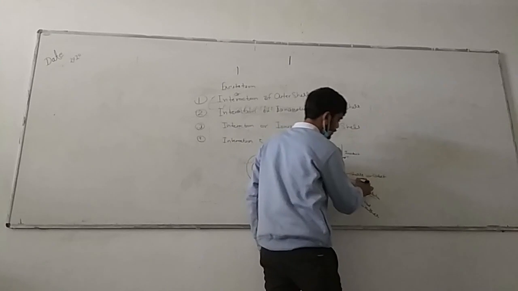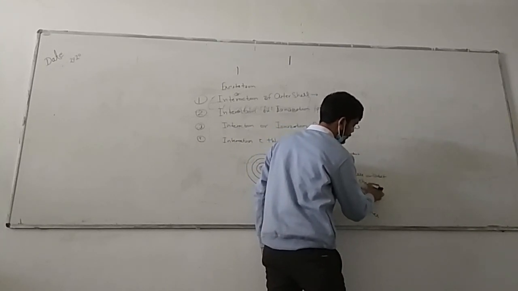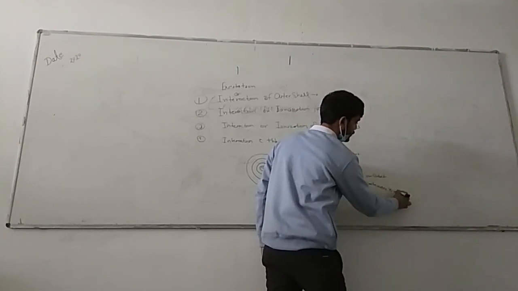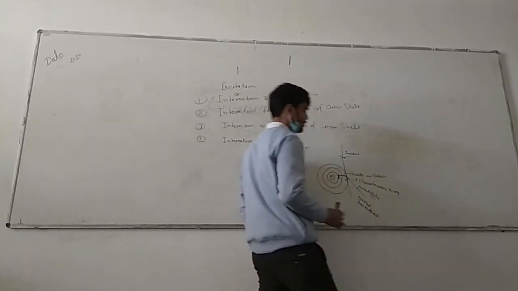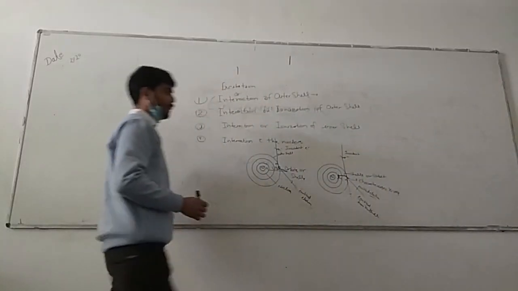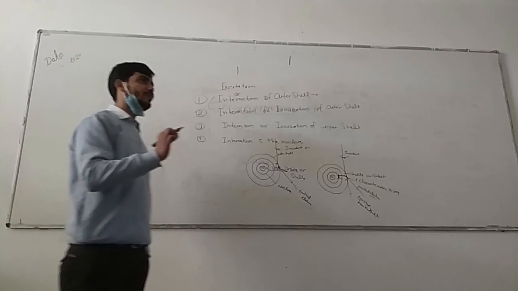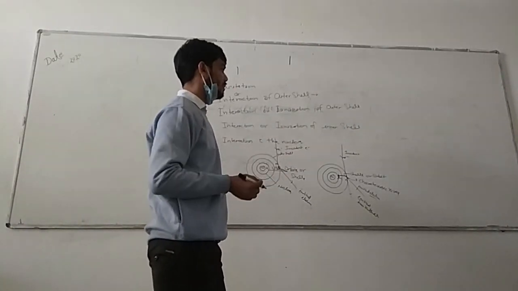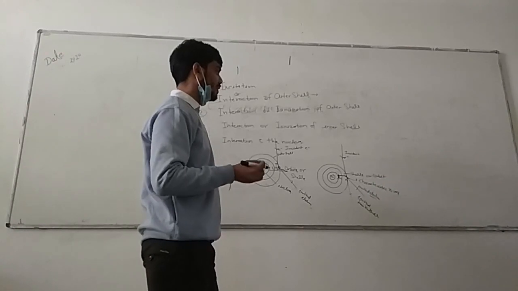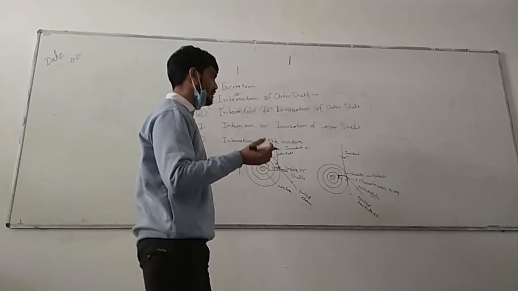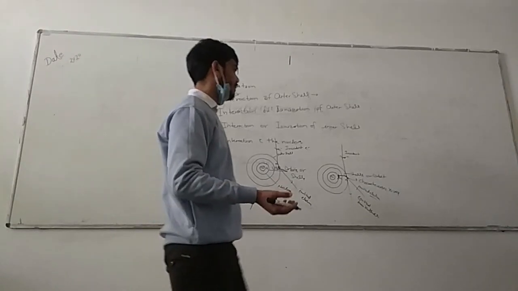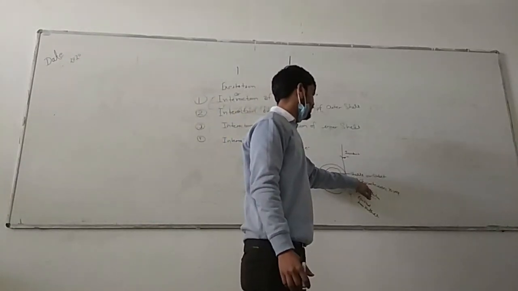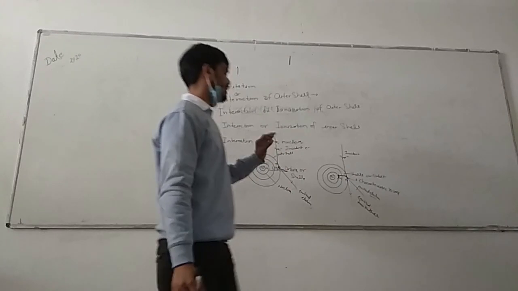So the difference is characteristic X-ray. So in this process, two electrons are emitted and a photon, a photon is emitted from the atom like a characteristic X-ray photon.